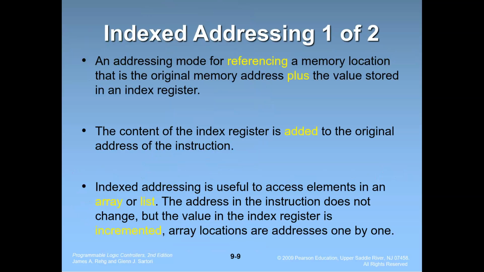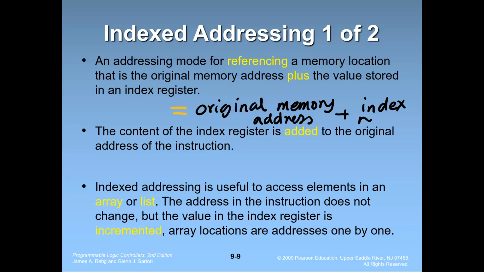In index addressing mode, you are referring to a memory location with an address which is equal to your original memory address plus an index register. So this is how your address is: your address is going to be equal to your original memory address plus the index register. And this index value or this index register basically provides you an offset that you need to add to your original address. Now, the question is where you can save this offset, where you can save your index register.